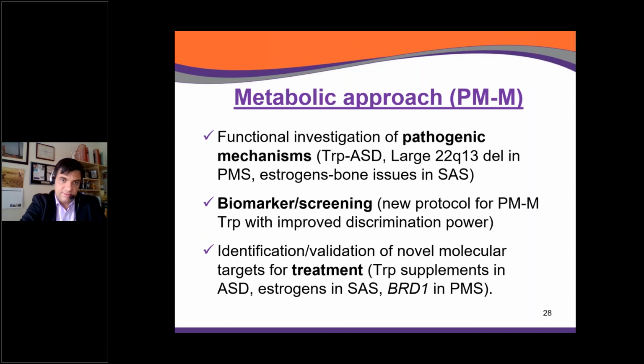And finally, this approach allowed us to identify or validate molecular targets for treatment. For example, tryptophan supplements in ASD, or eventually an approach based on dietary supplements that might help the behavioral symptoms in these patients. Estrogens in SATB2-associated syndrome. Again, it's something that needs to be explored further, but it might be useful for the skeletal issues. Or targeting the BRD1 gene in PMS cases with large deletions because of the possible consequences at the genome-wide methylation level.